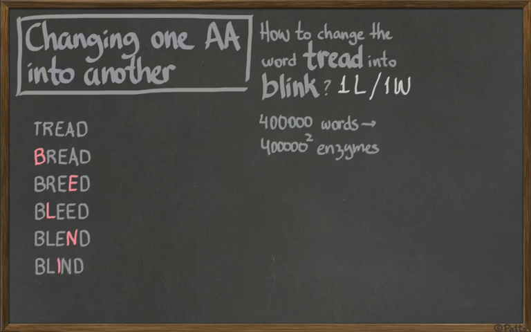And then I can change the first E to an I, and I have blind. And finally, I change the G to a K, and I have blink. Instead of making one major gigantic reaction that would require such a complex enzyme and chemical reactions to change thread to blink, I change it in several different steps. Thread to bread, then to breed, then to bleed, then to blend, then to blind, then to blink. So I make a series of small chemical reactions.